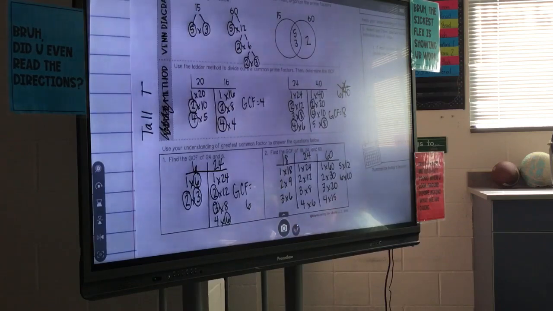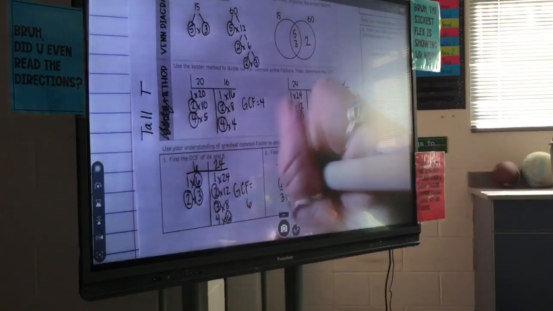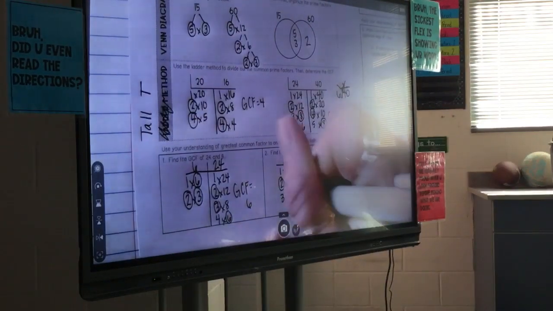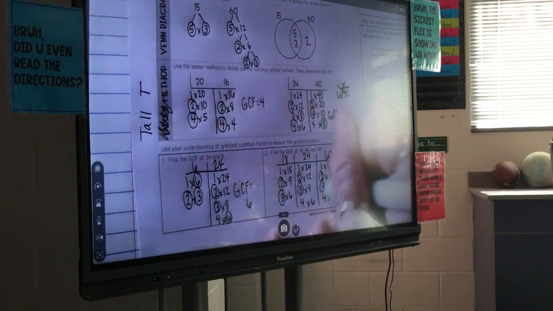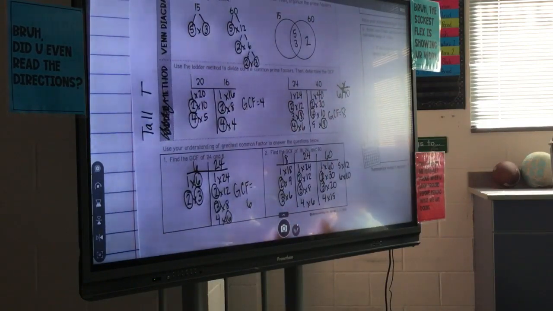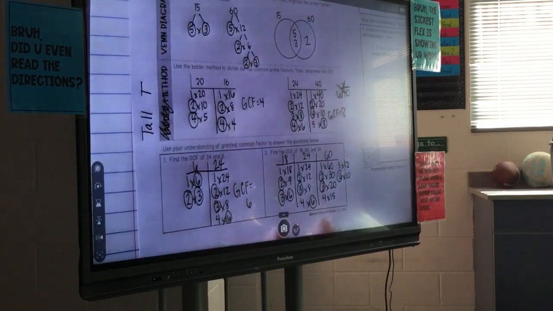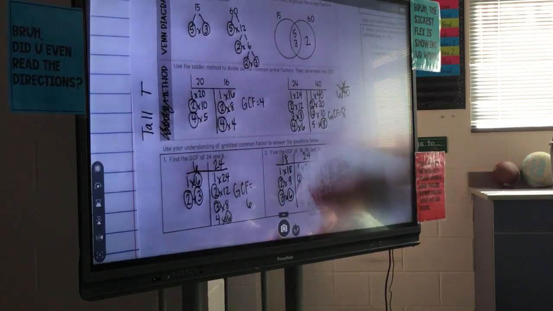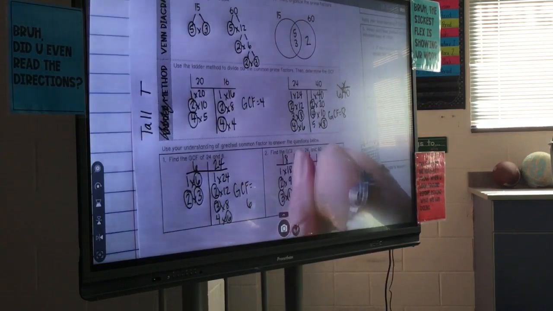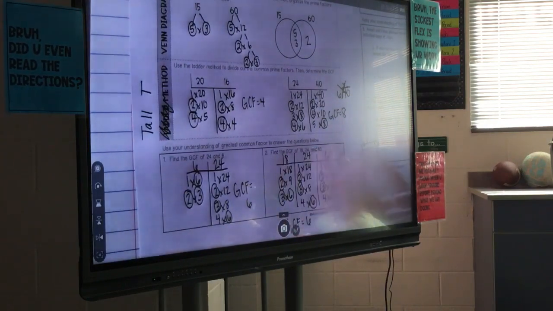All right. So we're going to find our GCF. So I have 2 in each one of these. I have 3 in each one of these. I don't have 4 in each one. I have 6 in each one of these. I have only 1 8. So then my GCF for this one is what? 6. All right.